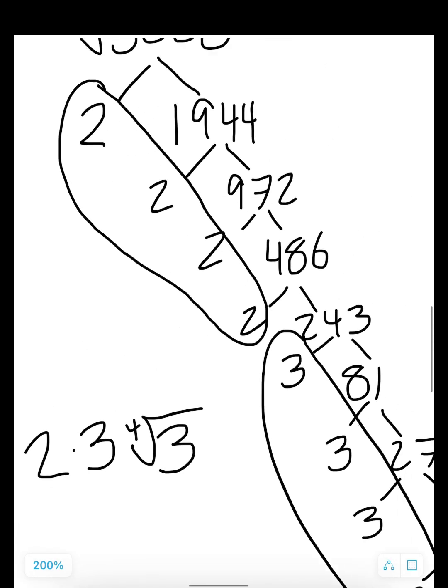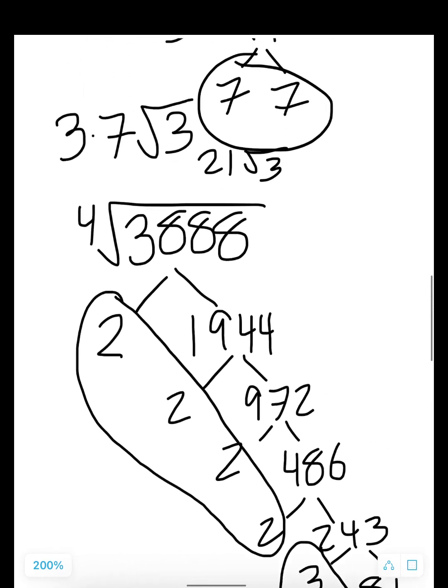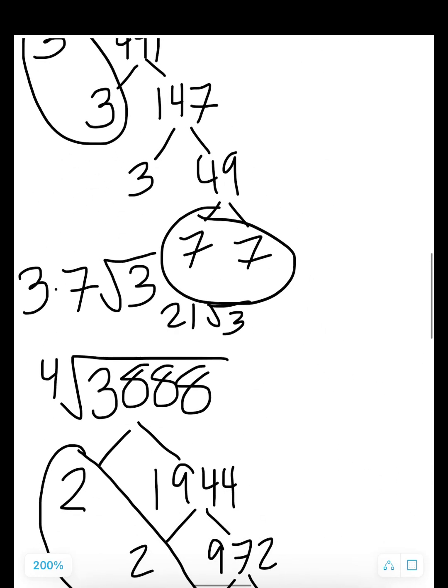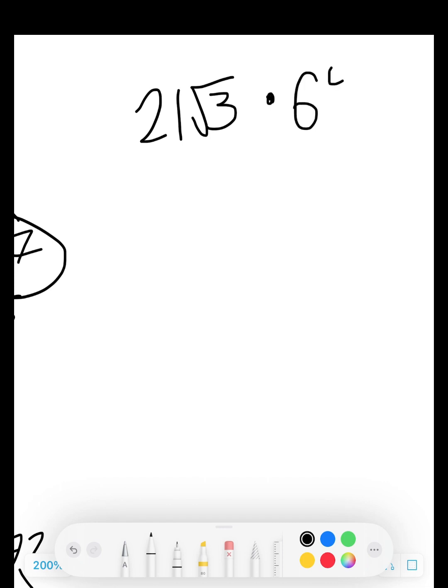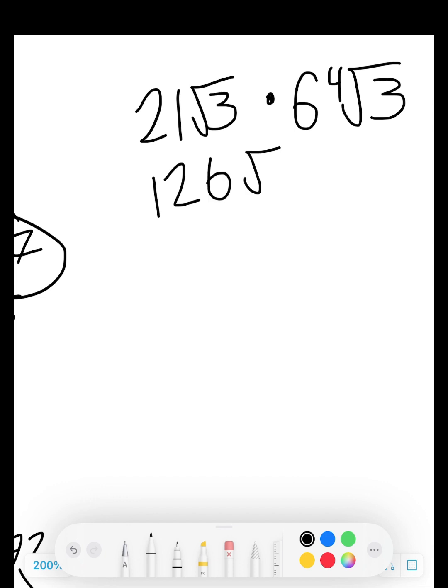All right, and we need to multiply these two things together because we wanted to find the product in our original problem. So we wound up with 21 radical 3 times 6 times the fourth root of 3. We can multiply our integers out front pretty easily. That gives us 126 times the square root of 3 times the fourth root of 3. And now we're going to take these radicals and rewrite them in exponential form.